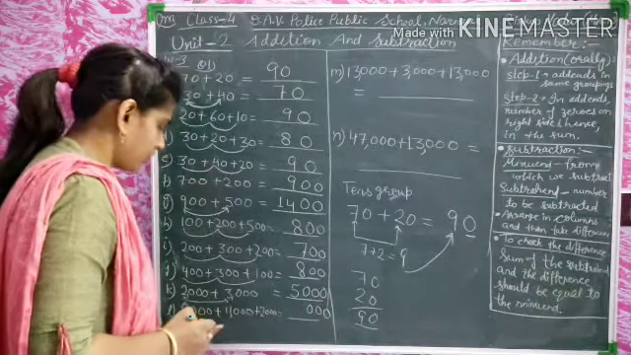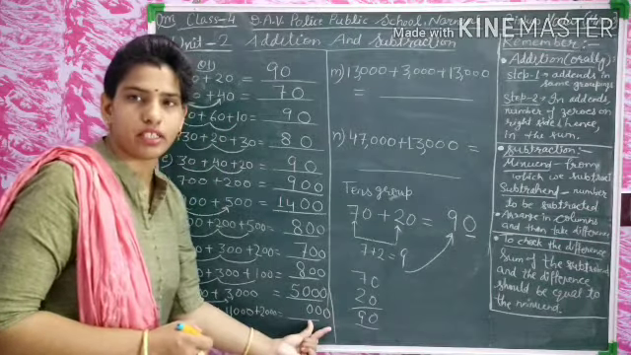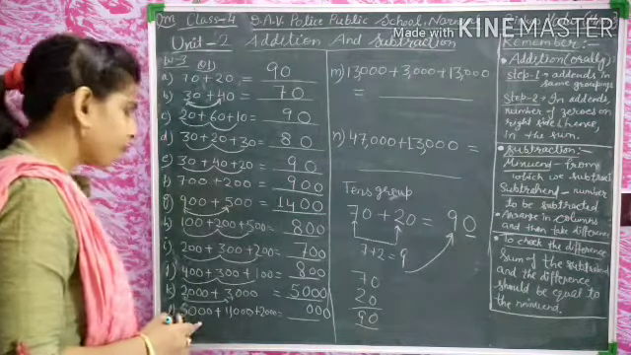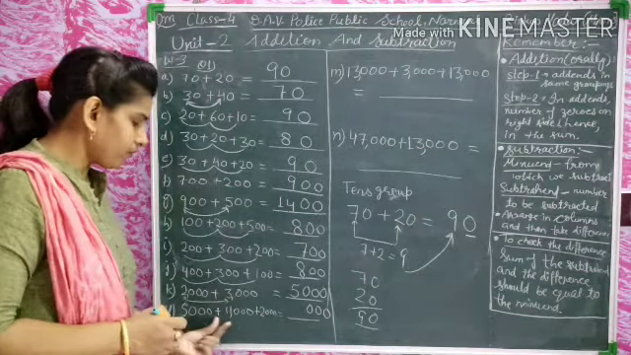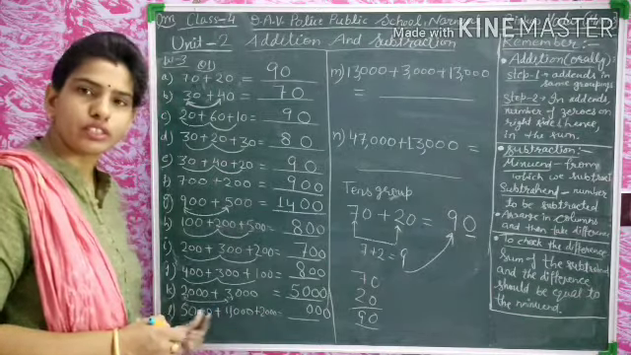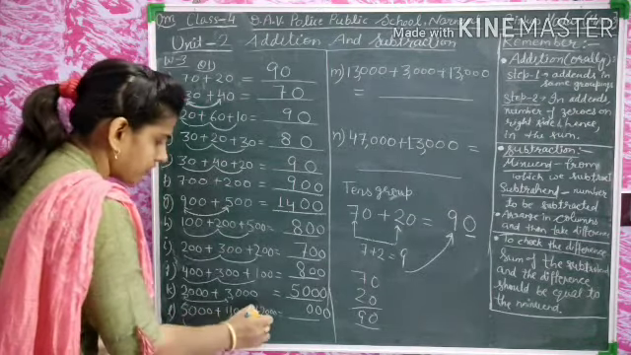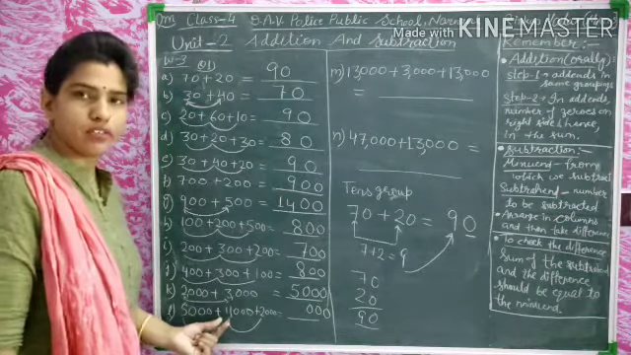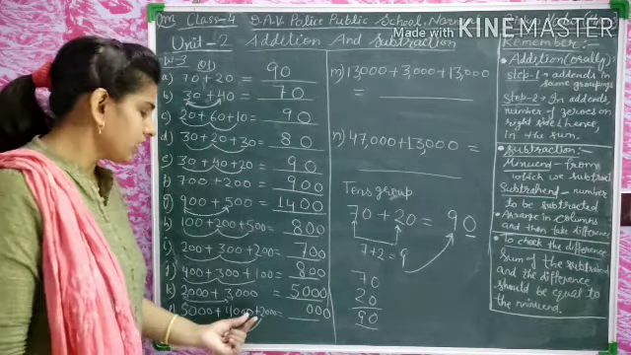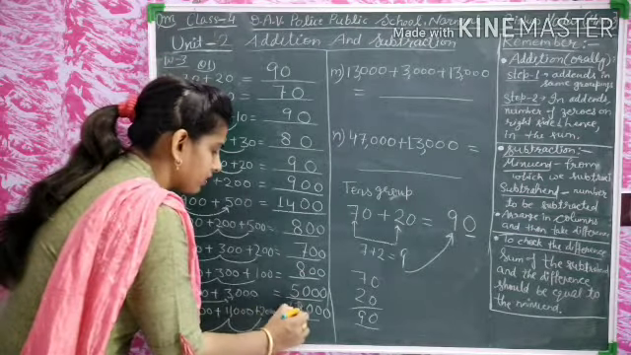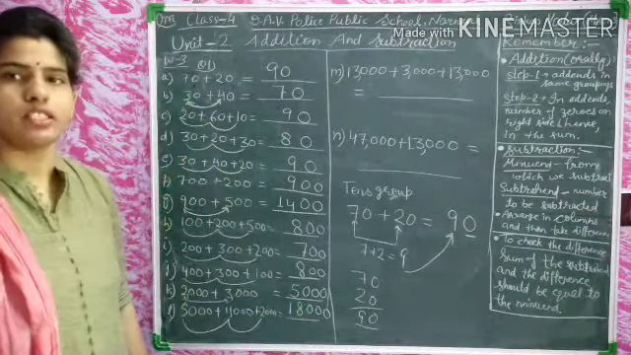3 zeros, 3 zeros, 3 zeros, and same here in the sum. They are putting here 3 zeros. Now we are adding 5, 11, 2. Thousands digits we will add here. 5 plus 11, that equals 16, and 16 plus 2, that equals 18. This is the 18,000 number.